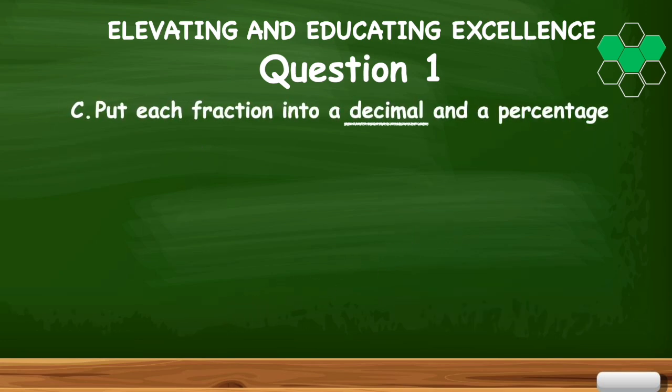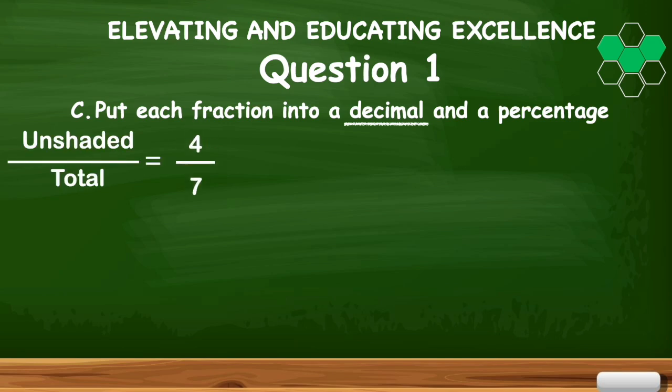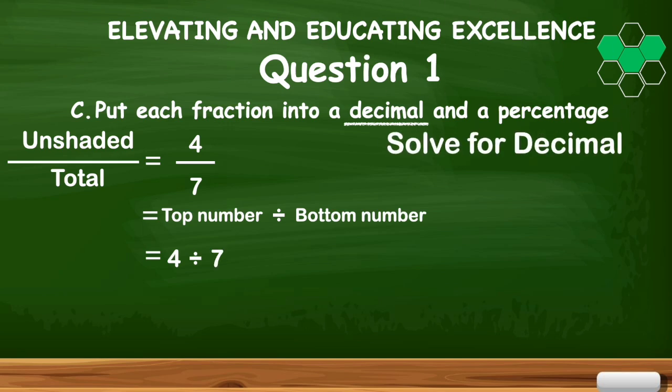Now we're going to find the decimal for the unshaded. So if we unshaded, here's a fraction. If you remember, 4/7. And we're going to put this fraction into a decimal. In order to do that, we're going to do the top number divided into the bottom number. Top number divided into the bottom number. So in this case, it's going to be 4 divided by 7. So let's solve for the decimal.